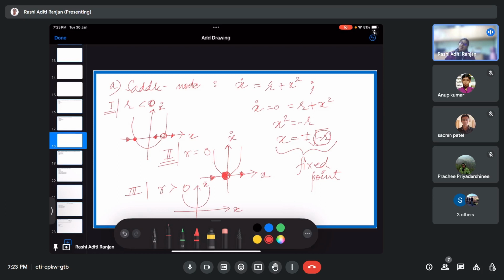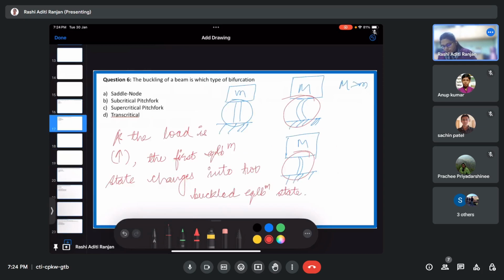Now this is a saddle node bifurcation. With the change of parameter r, initially there was a set of saddle point and stable node. As r became 0, there was an existence of a half stable fixed point, and as r became greater than 0, the fixed point vanishes. So this is known as the saddle node bifurcation. Now the second and third options are actually subcritical pitchfork and supercritical pitchfork.